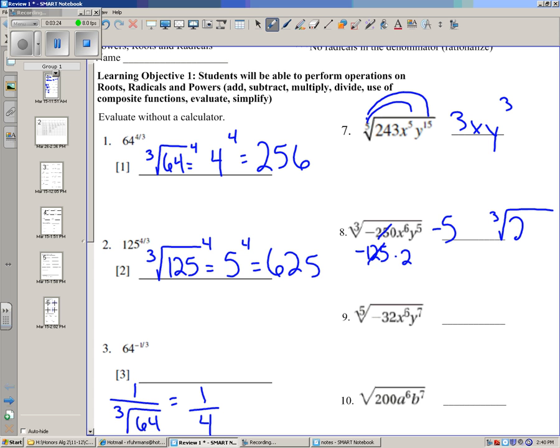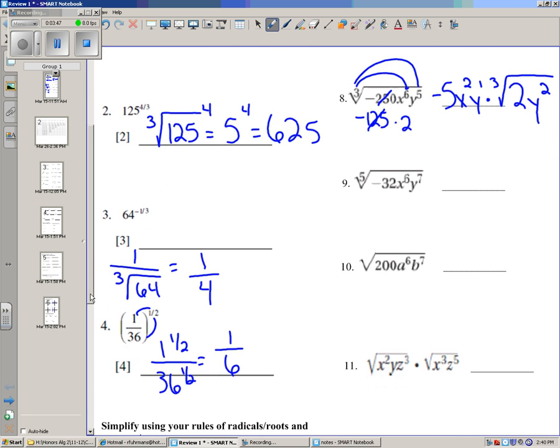So a 2 will stay in there. The x to the 6 has a perfect cubed root, so that can all come out. And as far as the y, 3 goes into 5 one time. And then I'm still going to have a remainder of 2. So there's my final answer for number 8.